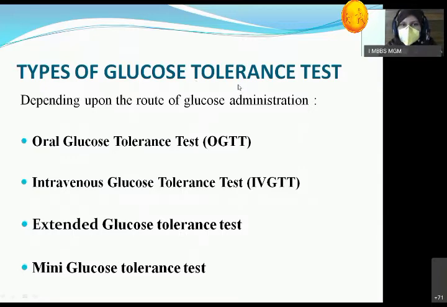Now, types of glucose tolerance test. Depending upon the route of glucose administration, there are two main types: oral glucose tolerance test, also called OGTT, and intravenous glucose tolerance test, that is IVGTT. There are two more glucose tolerance tests according to the sample type, that is extended glucose tolerance test and mini glucose tolerance test. Here the route of administration is oral, but they differ in the sampling.